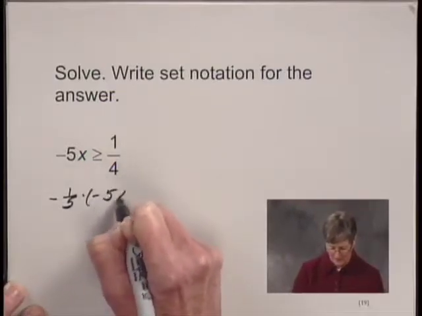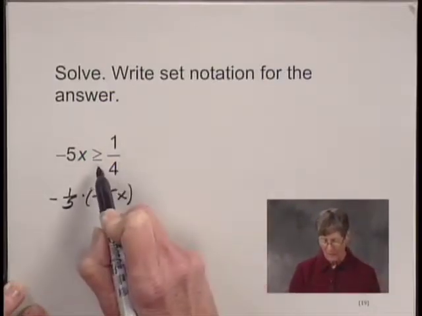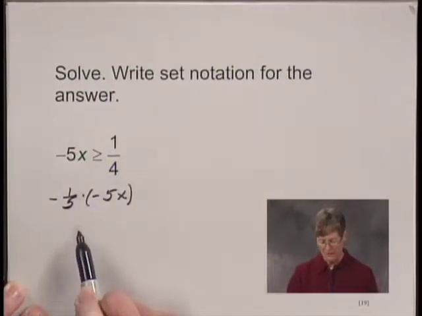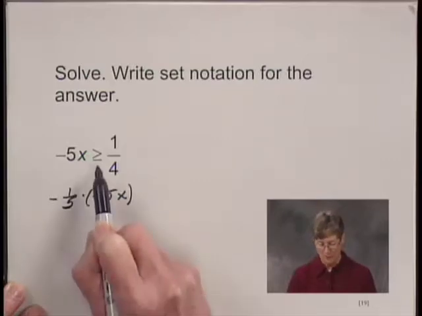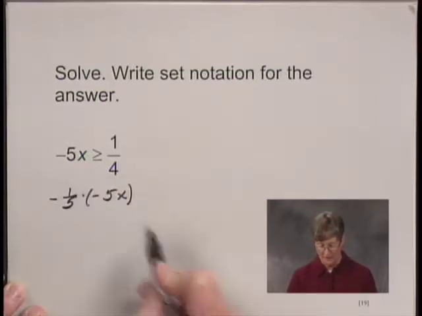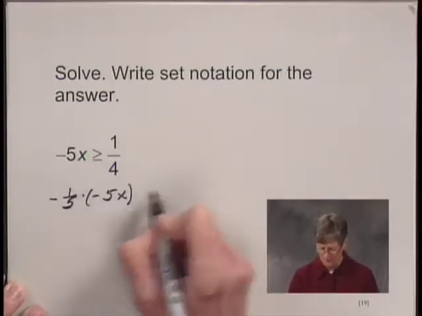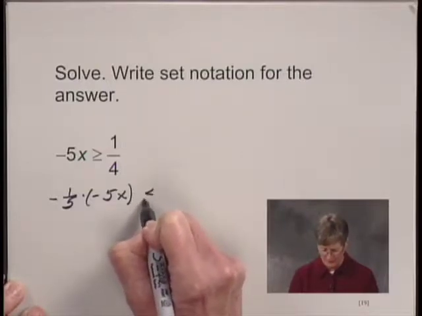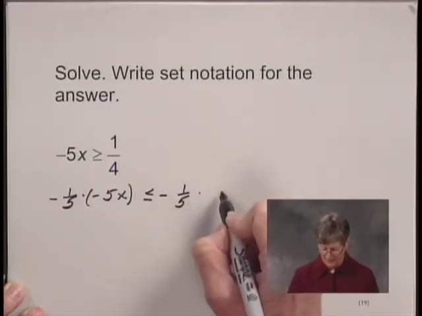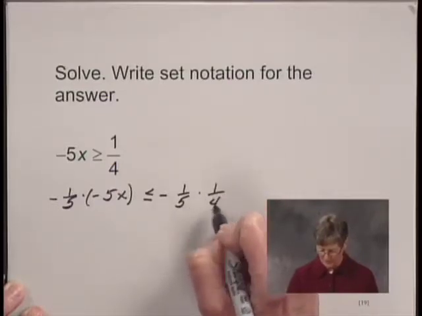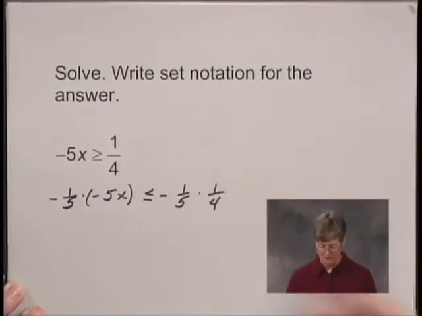times negative 5x. And the multiplication principle for inequalities tells us that when we multiply or divide both sides of an inequality by a negative number, we need to reverse the inequality symbol. So I'll reverse the greater than or equal to and write less than or equal to. And then multiplying by negative 1/5 on the right-hand side also, I have negative 1/5 times 1/4.